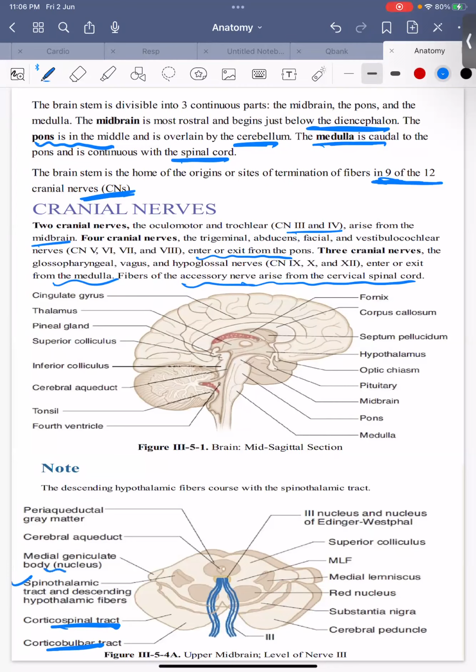Now you have the medial geniculate body at the level of the midbrain. You have the dorsal column medial lemniscus. You have the red nucleus. Substantia nigra, not very important. Cerebral peduncle, not very important. Also, at the level of the upper midbrain, you have the superior colliculus. Now, this is the periaqueductal gray matter, not very important. And in the center, we have the cerebral aqueduct, not very important. And you can see the cranial nerve 3 and its nucleus, that is the Edinger-Westphal nucleus, located at the level of the upper midbrain.